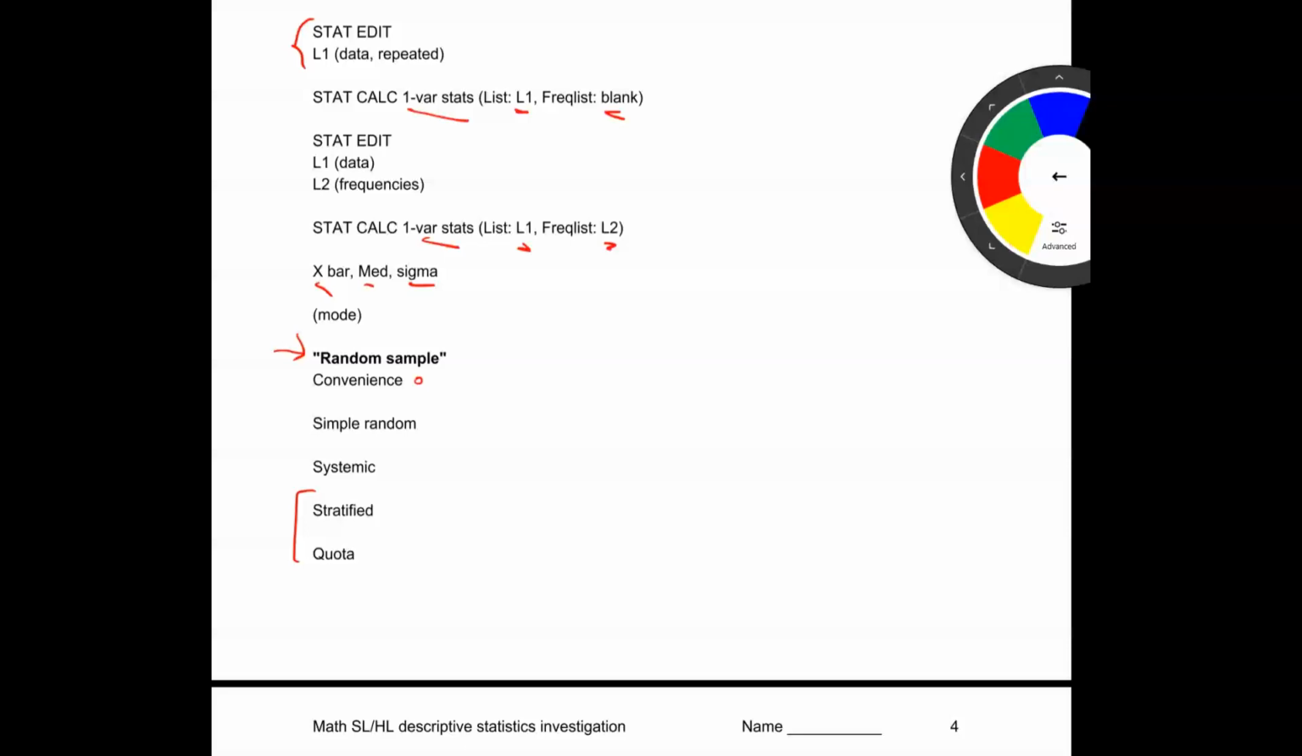Quota, we would be even more careful. We would make sure that, instead of just taking an equal number of samples from each grade, let's say that 12th grade has more students than 11th grade does.